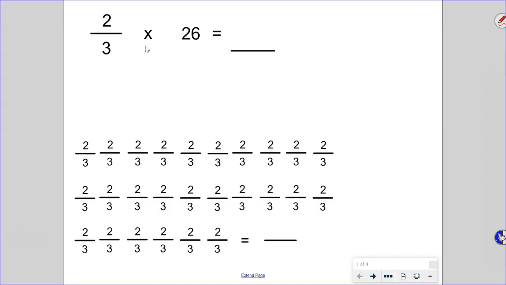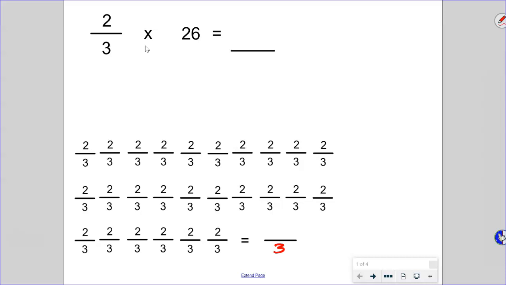So I'm going to lower this down, and I'm going to show you that we can also think about this problem like this. We are literally adding 2/3 plus 2/3 plus 2/3 plus 2/3, 26 times, because we know multiplication is repeated addition. So what I want to point out, guys, is if we actually added all of these fractions up, we know at the end our denominator would still be 3. We are simply trying to find out how many thirds this would give us.